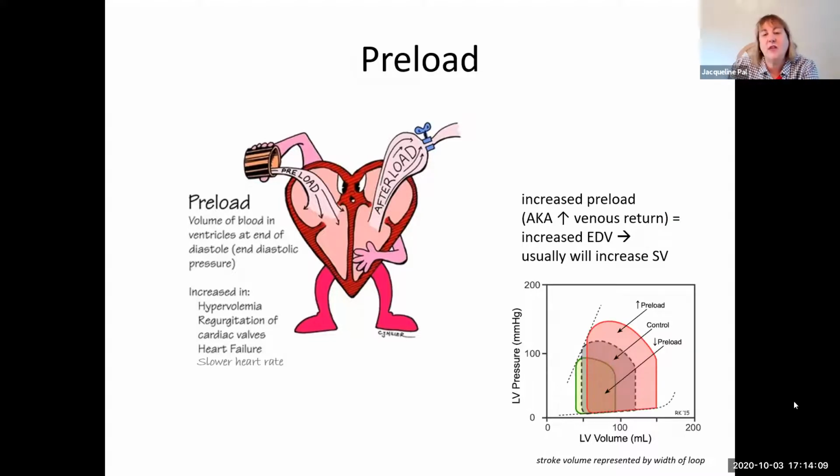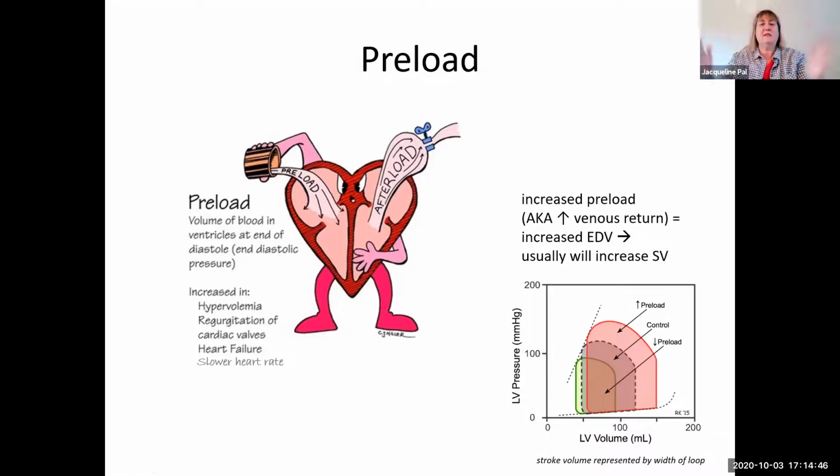So if we look at the heart contractility, preload essentially is the exact same thing, in case you didn't figure it out, as venous return. The amount of blood that's returning to the heart enters the heart in that one cardiac cycle, and that gives us that preload, or that end diastolic volume. So increasing the preload, in other words, increasing venous return, therefore increases the end diastolic volume, and generally will increase the stroke volume. And stroke volume here is basically represented by the width of the loop, not by the height.